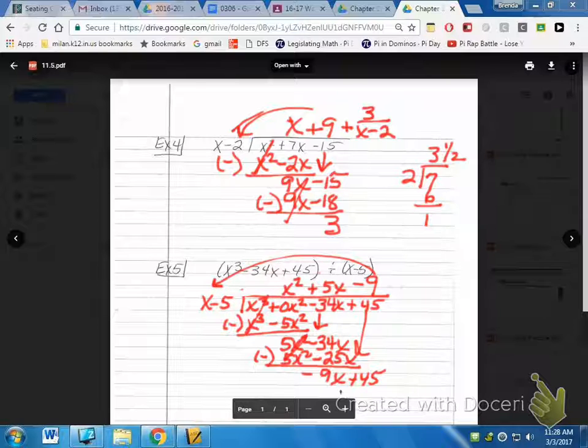Negative 9 times x is negative 9x. Negative 9 times negative 5 is positive 45. But remember, I'm subtracting. So what happens now? Negative 9x minus negative 9x would fall out. 45 minus 45 would fall out. What's left? 0. Yay, no remainder. X squared plus 5x minus 5. It takes forever. It takes a while, yes. Questions?